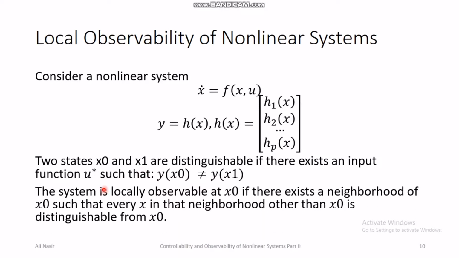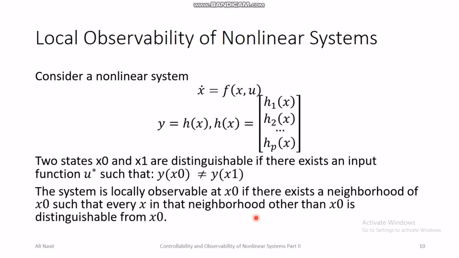The system is locally observable at x0 if there exists a neighborhood of x0 such that every state in that neighborhood, other than x0 itself, is distinguishable from x0. So if all the states in the neighborhood of x0 are distinguishable, having different outputs compared to the output corresponding to x0 for at least one of the input functions, then the system is locally observable. So this is the definition of local observability.